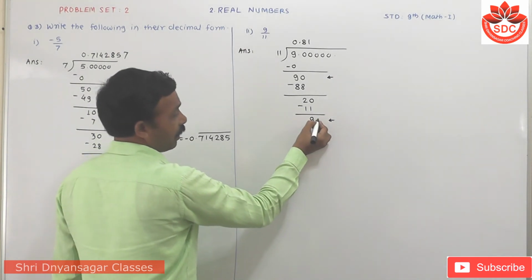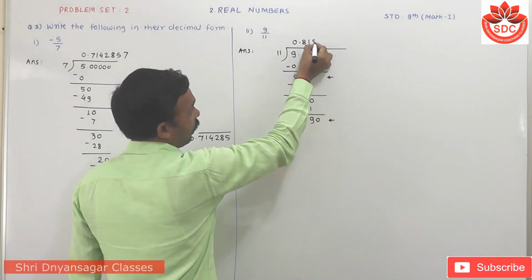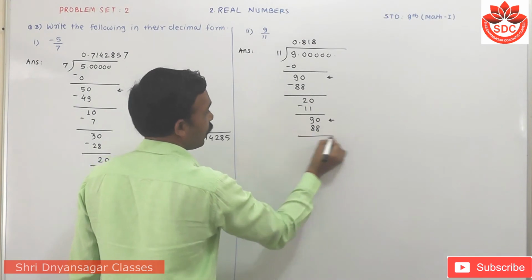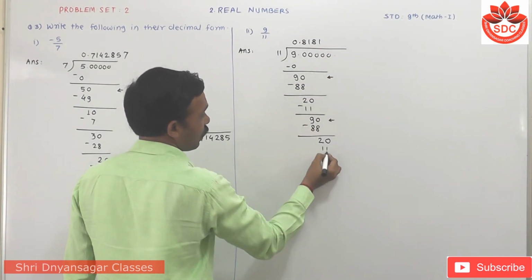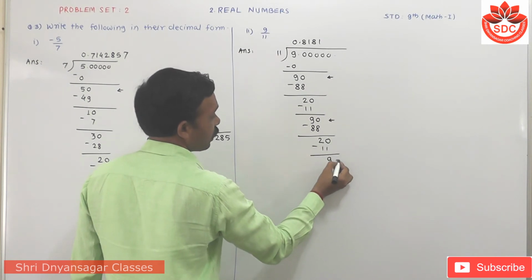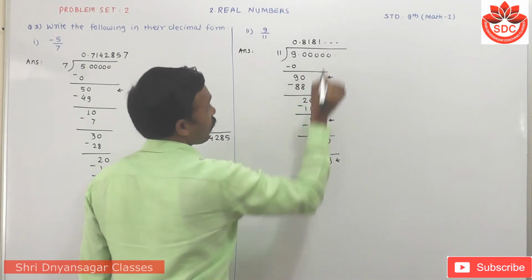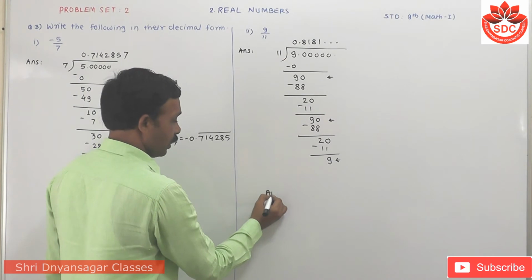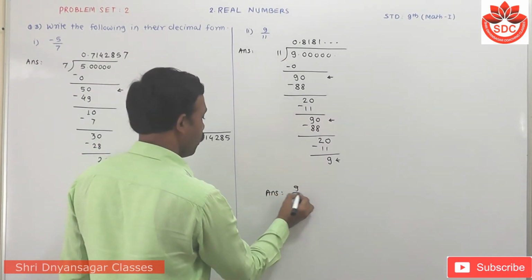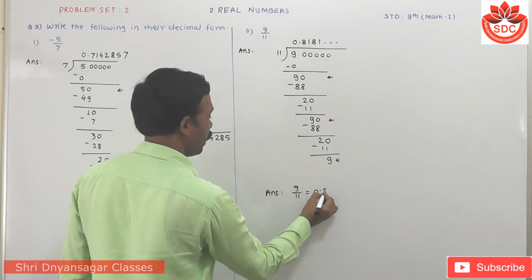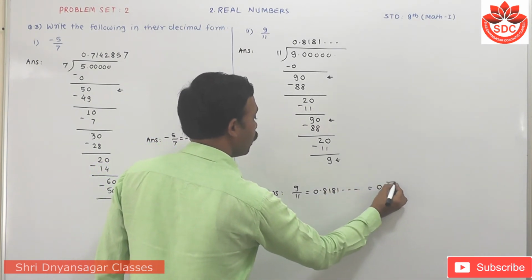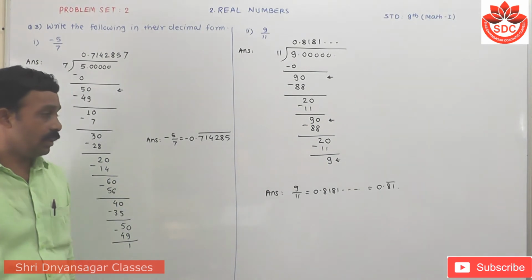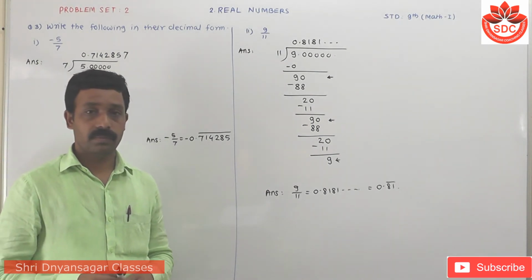If you take again 0 here, then 11 8s are 88. Remaining is 2. Then again take 0. 11 ones are 11, and the subtraction is 9. It means these numbers come many times. So the answer is 9 upon 11 is equal to 0.8181 and so on, that is 0.81 recurring. Okay, then we take the next question.